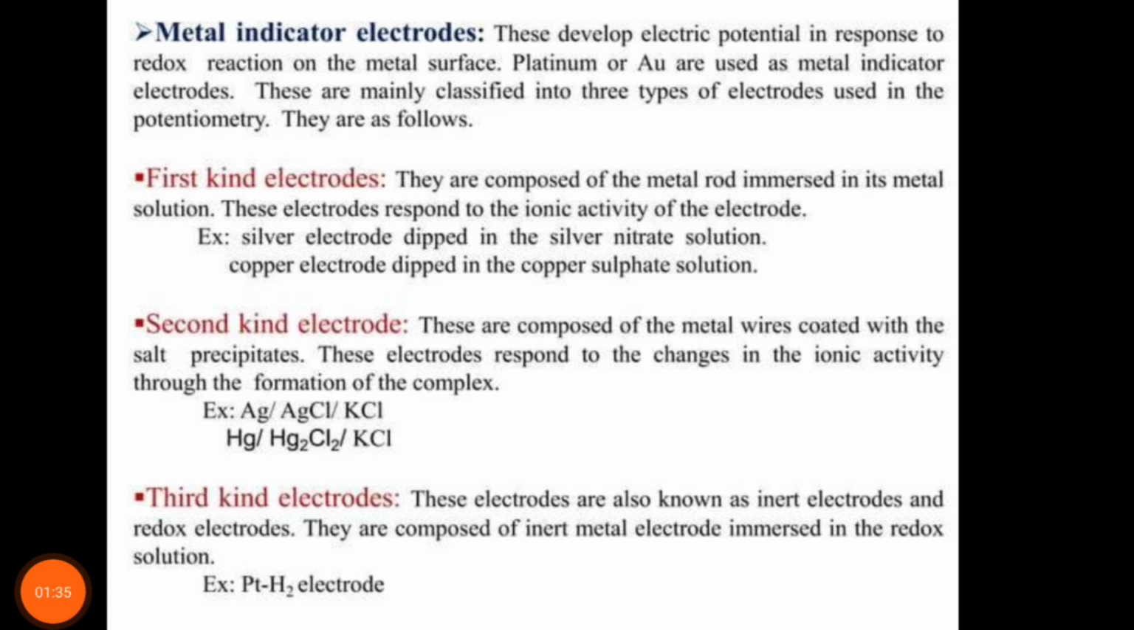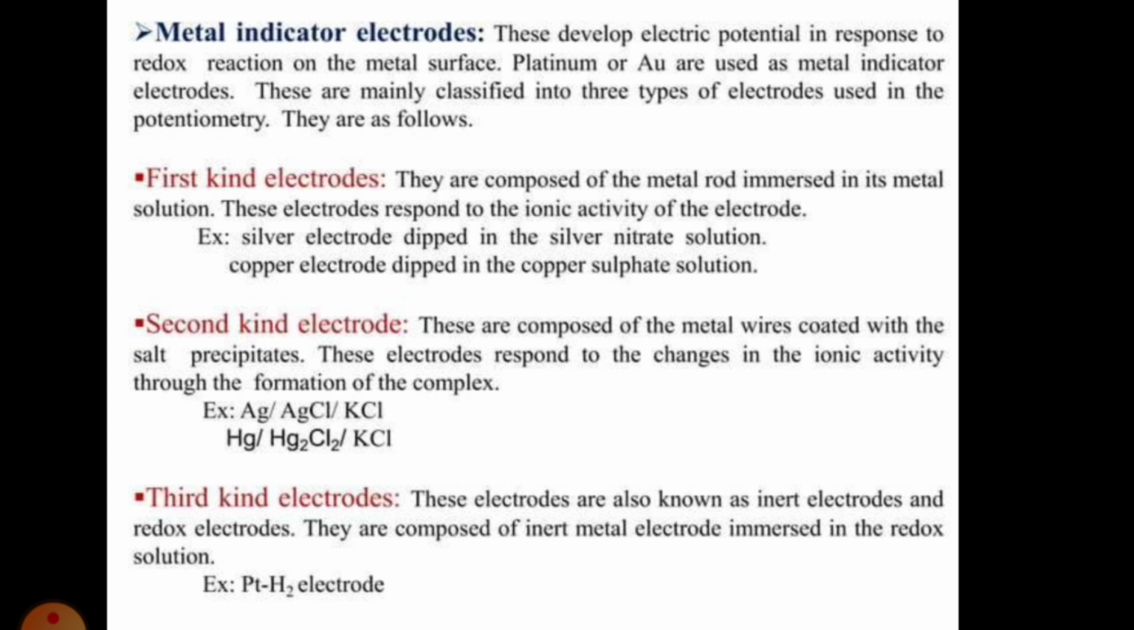Metal indicator electrode. These develop an electric potential in response to a redox reaction on the metal surface. Platinum or gold are used as the metal indicator electrode. These are mainly classified into three types of electrodes used in potentiometry. They are as follows: first kind electrode, second kind electrode, and third kind electrode.